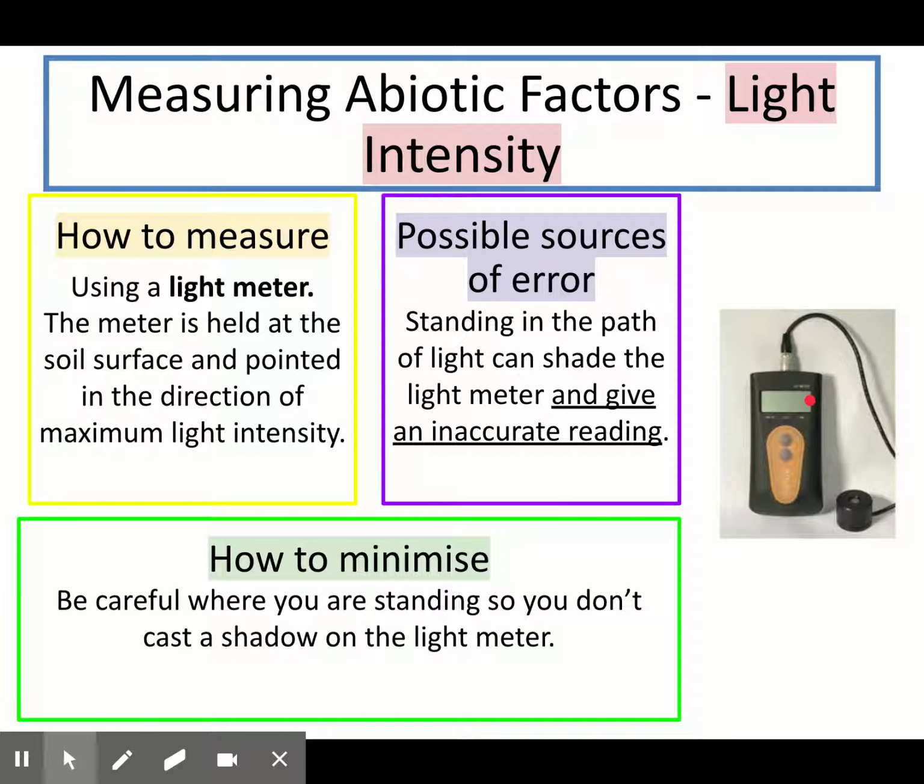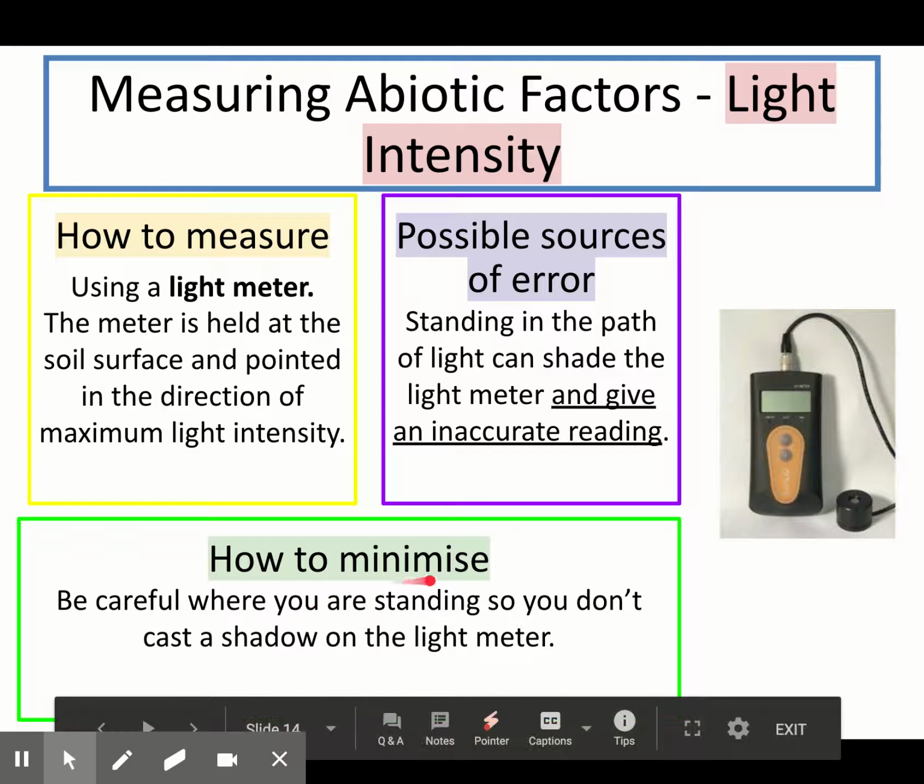This will allow you to see how much light, or the light intensity, that plant or those plants are being exposed to. Now, for each of these factors, apart from how it's measured, you also have to know possible sources of error and how to minimise them.